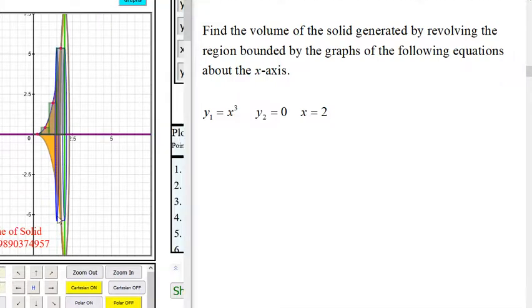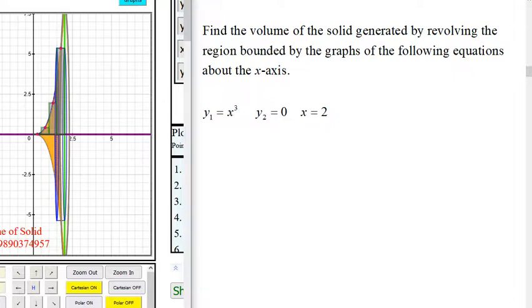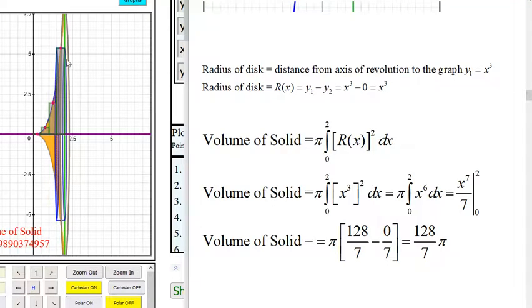And this is one of the discs corresponding to this rectangle right here. And the radius of this disk is just the distance from the axis of revolution, which is the line y equal to 0, and then up to the graph. And the graph is y equal to x to the third. And so the radius of this disk would be x to the third minus 0.